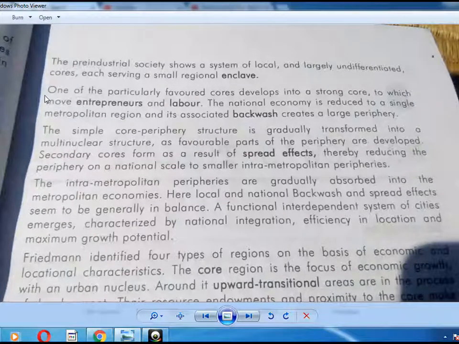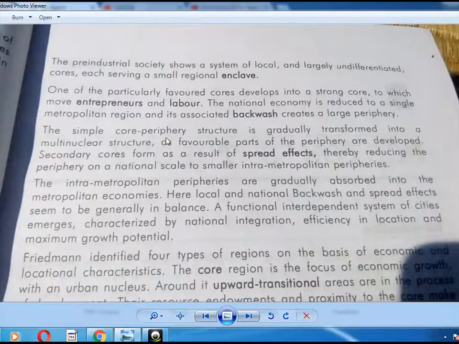In the second stage, one of the particular favored cores develops into a strong core. Here you can see the strong core formed, to which entrepreneurs and labor move. The national economy is reduced to a single metropolitan region and its associated backward centers in a large periphery.